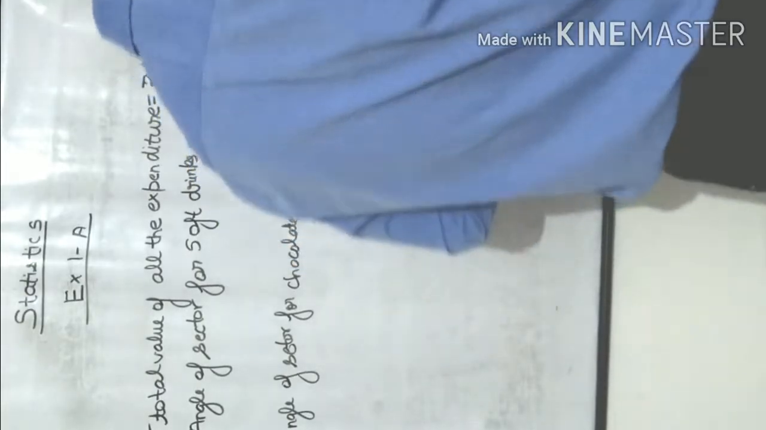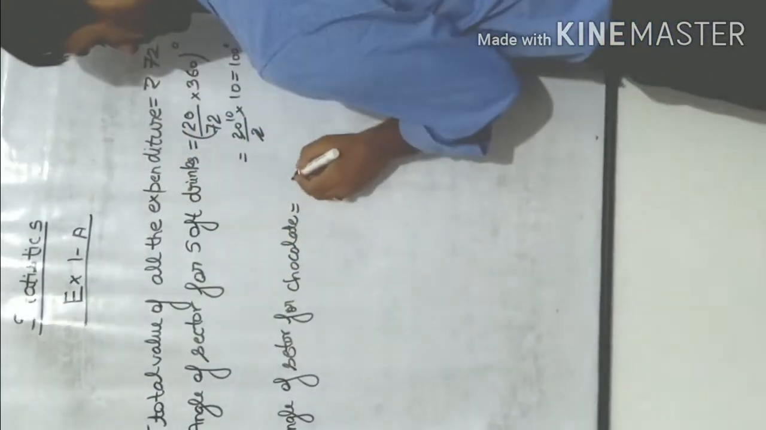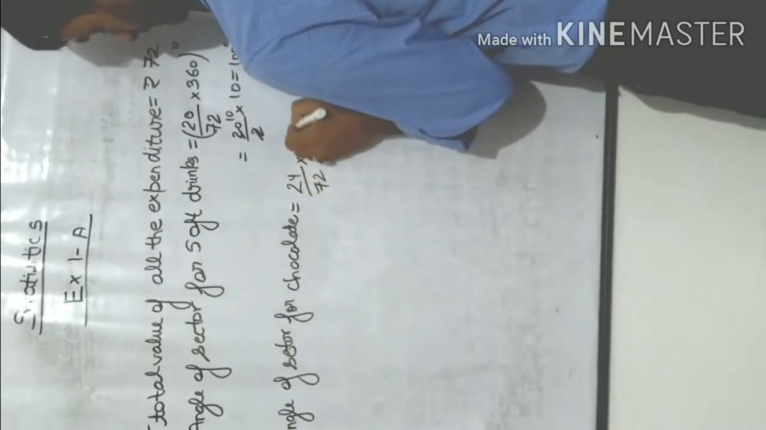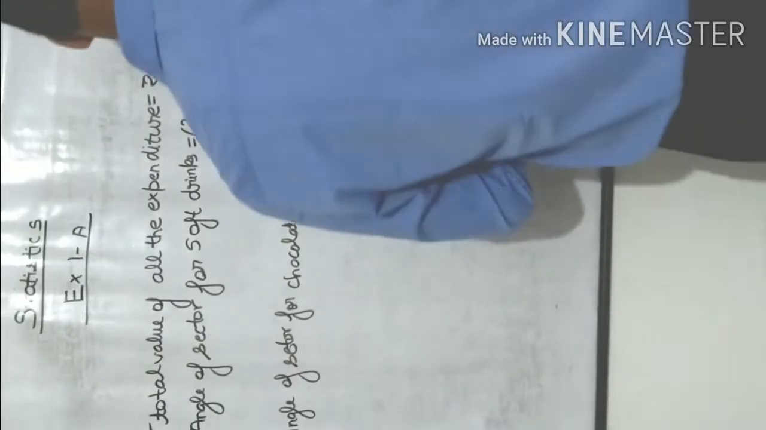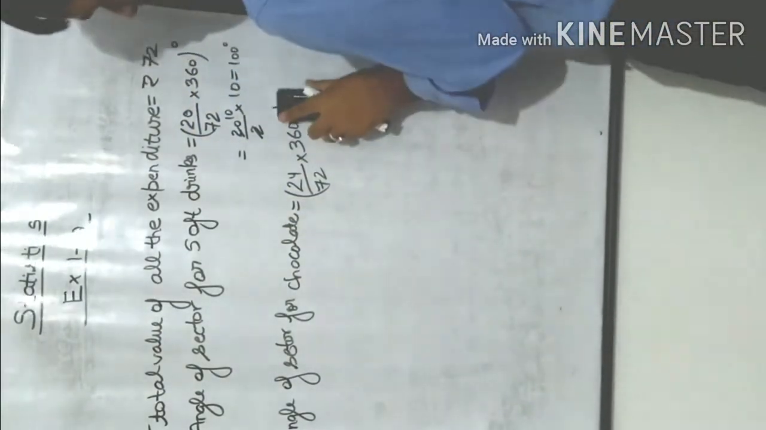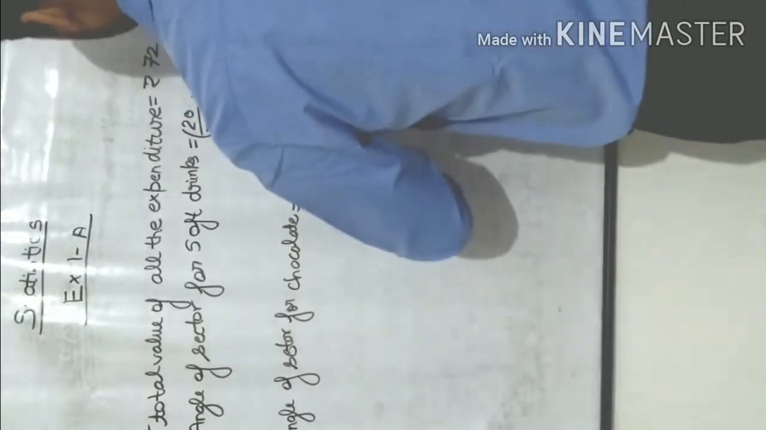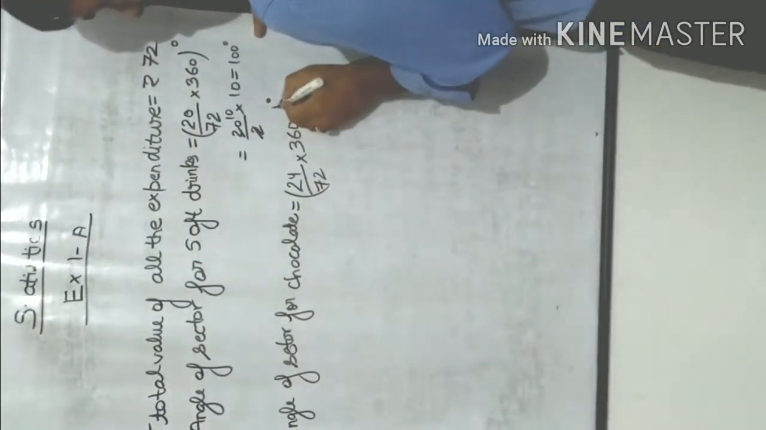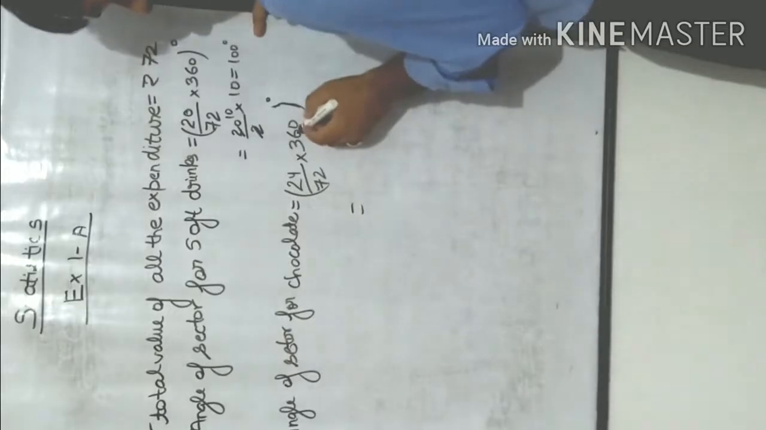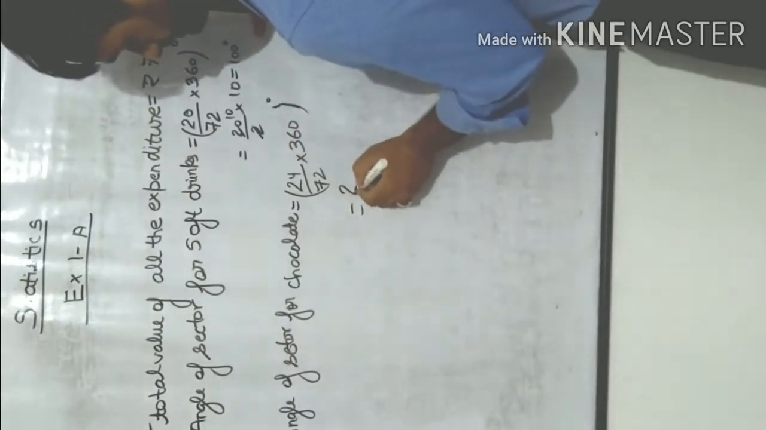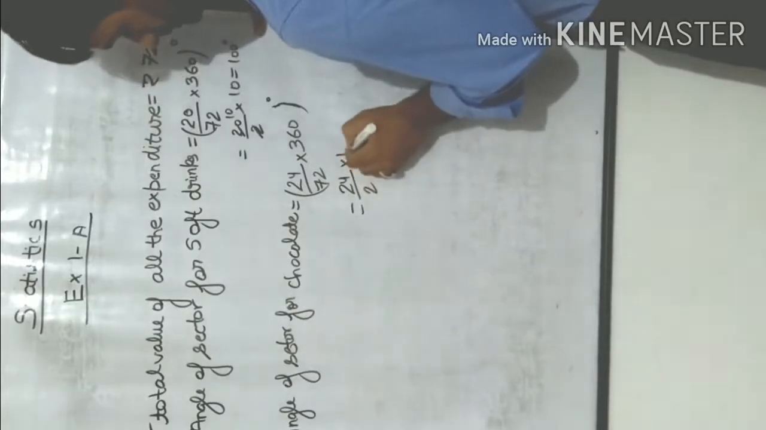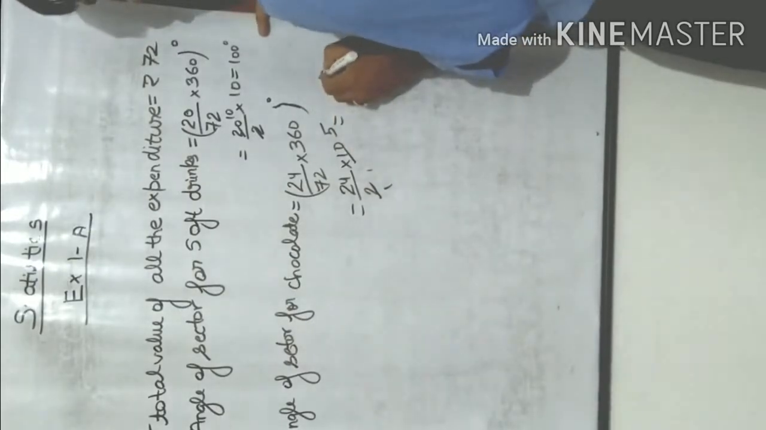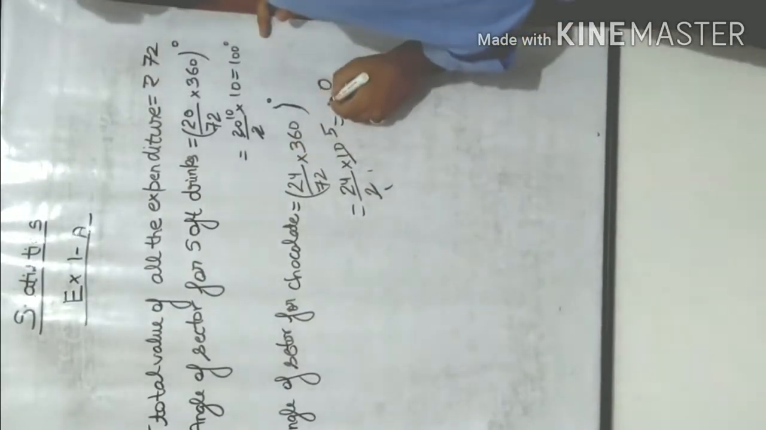So equal to what? How much money is spent for chocolate? 24 rupees. Is equal to 24 upon 72 into 360 degrees. This degree is going to be outside the bracket. Again, it will be 36 tens are, 36 twos are, 2 was a 2, 2 was a 10, and 4 was a 5 was 20, 2, 10, 11, 12, 120 degree.